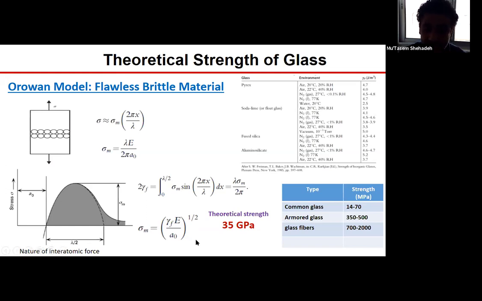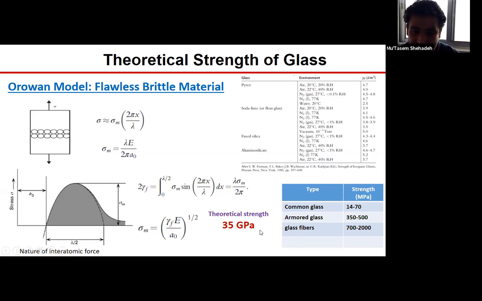So this mechanical force can be related to gamma F, the surface energy of the material, its elastic modulus, and its atomic distance. And with this, we can prove that the theoretical strength of glass is around 35 GPa, which is about 1,000 times larger than what is observed in experiments. For example, armored glass has a strength in the order of 350 megapascal. That's 0.35 of a gigapascal. To reach 35 gigapascal, that's 1,000 times.